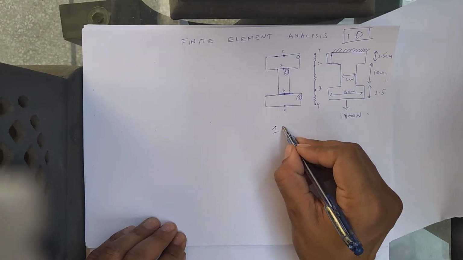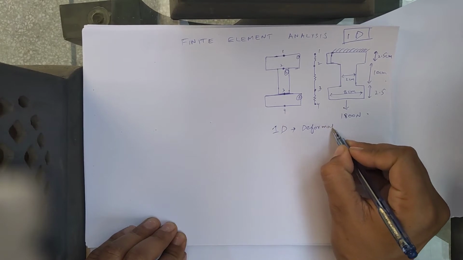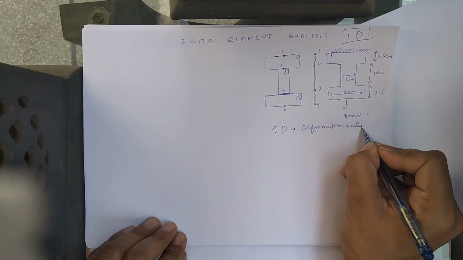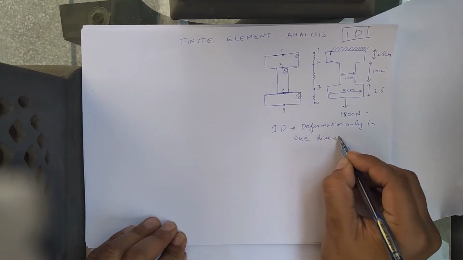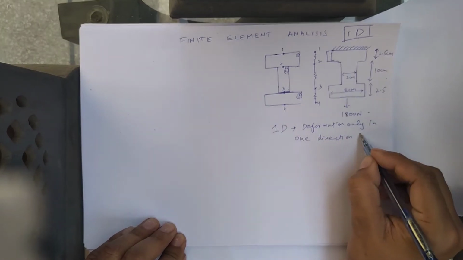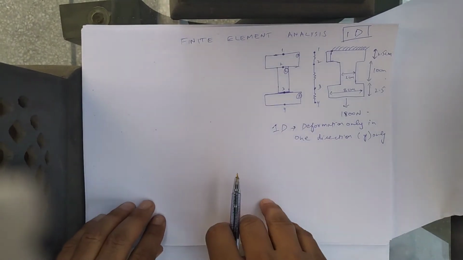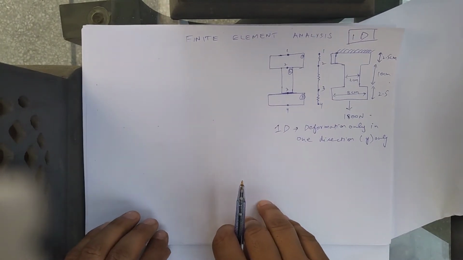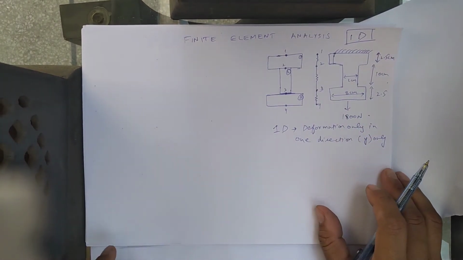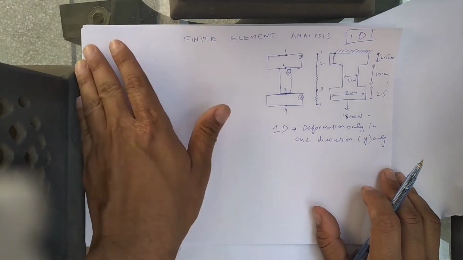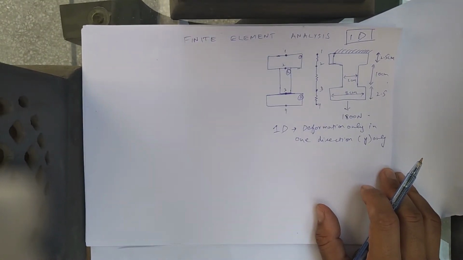In a one-dimensional problem, there is deformation only in one direction. Let it be the y direction only. Right? Actually, it doesn't happen like this. If you apply a force in one direction, we have deformation in all 3 directions. But we assume in a one-dimensional problem that we have deformation only in one direction.